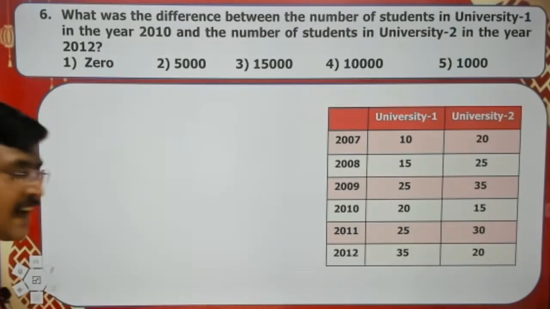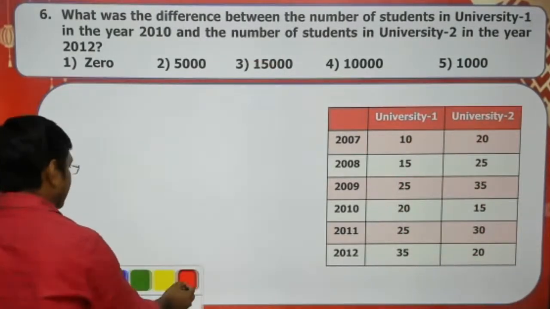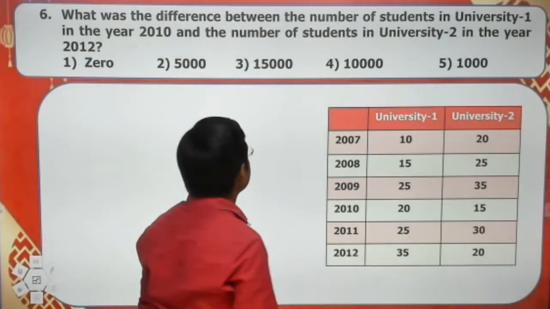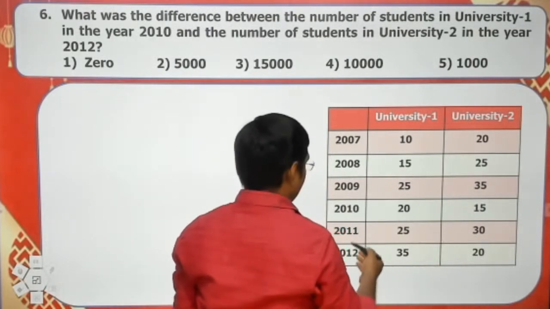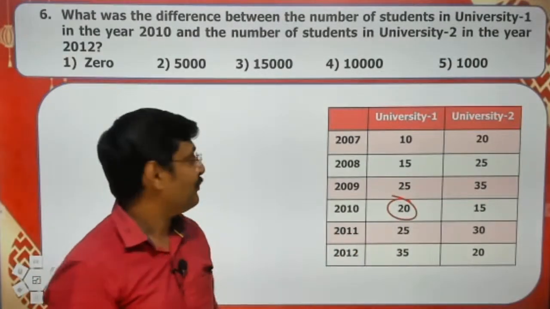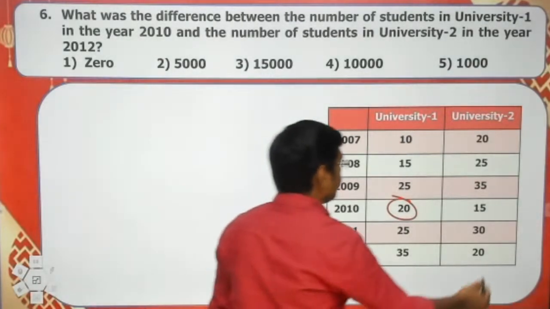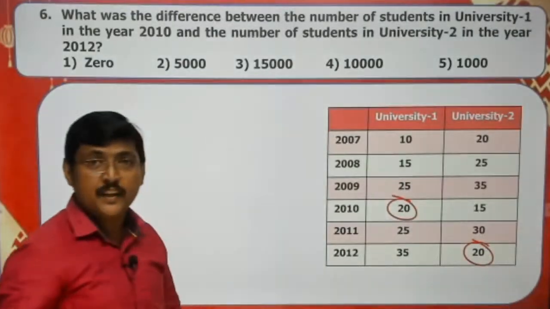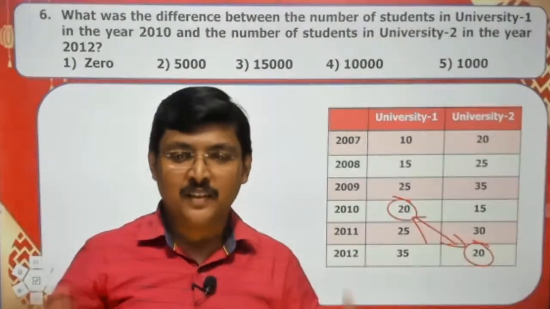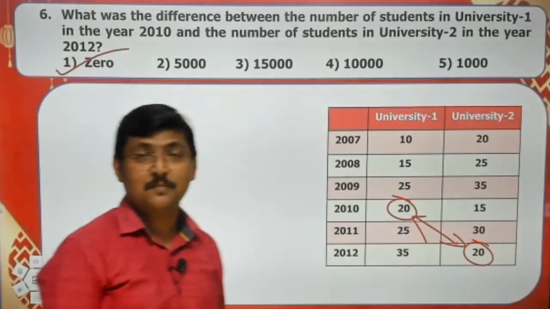Yes, the answer is option number 1, 0. We know the reason, because what was the difference between the number of students in University 1 in the year 2010? We know that it was 20, or we can say 20,000, and the number of students in University 2 in the year 2012, 20. We just need to find the difference, and the difference of 20,000 minus 20,000, the answer is option number 1, 0. Very good. Next question, another 35 seconds, but we can solve it within seconds.